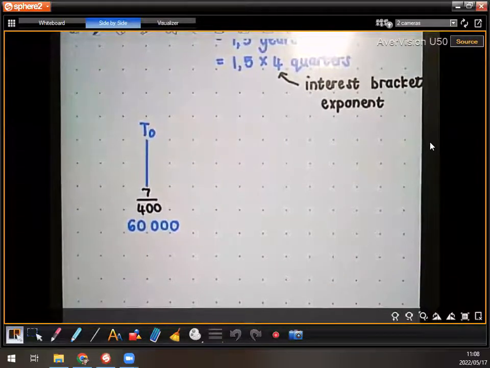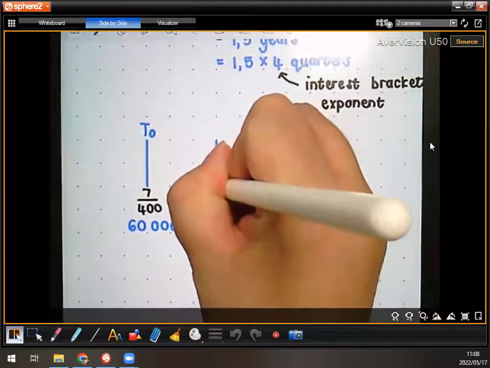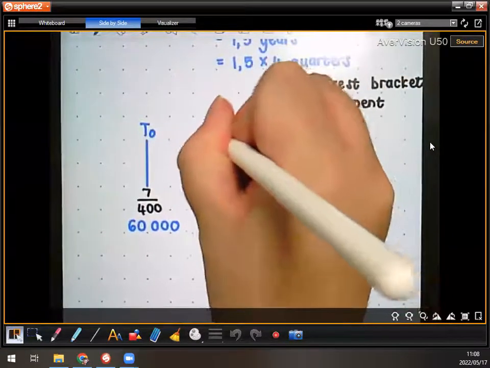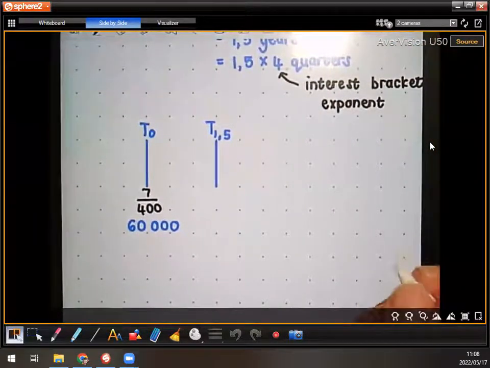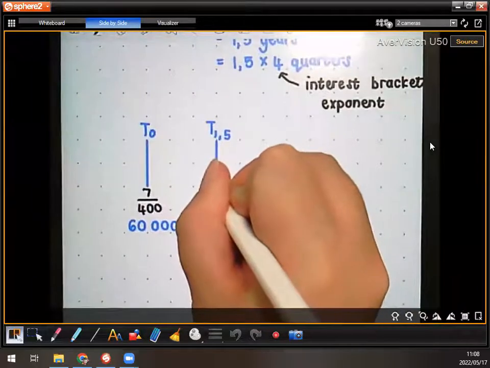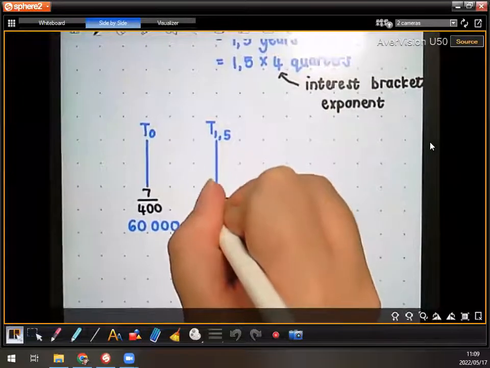What was the first thing that changed? It was that interest rate after 18 months. Now guys, if it's 18 months, what's that going to be on my timeline? It's going to be T what? 18 months is after a year and a half. Okay, good. So it's going to be T 1.5. And what happened there is we had a new interest rate, so that was now 5% compounded monthly. So how do I write that? 5 over 1,200.